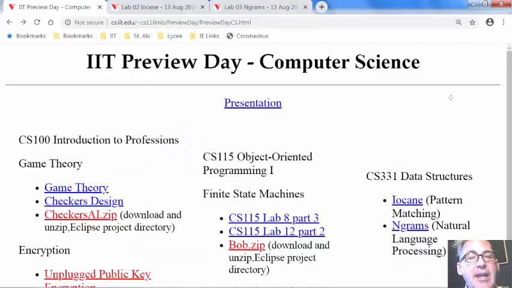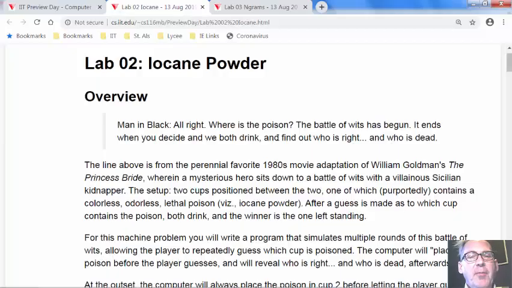Again, if you go to the webpage, you can see these couple of handouts. This is some work from the data structures course. Let's take a look at this first one, this Iocane. If you remember the movie The Princess Bride, it's a funny, interesting little movie. There's a scene where a man in black is challenging the man who stole the princess to a battle of wits.